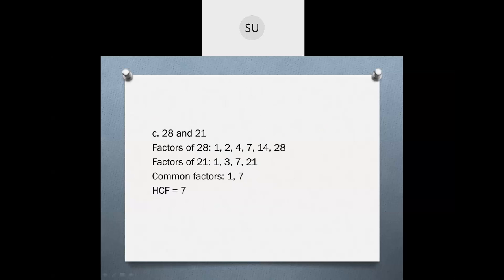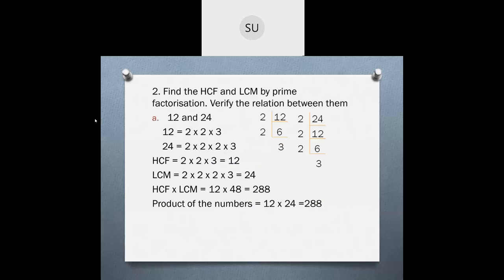Now, there's one more question, question D, which you'll have to do for homework. Find the HCF and LCM by prime factorization. Verify the relation between them. So you have to find HCF and LCM using the prime factorization method, and also verify the relation, which is HCF into LCM is equal to the product of the numbers.